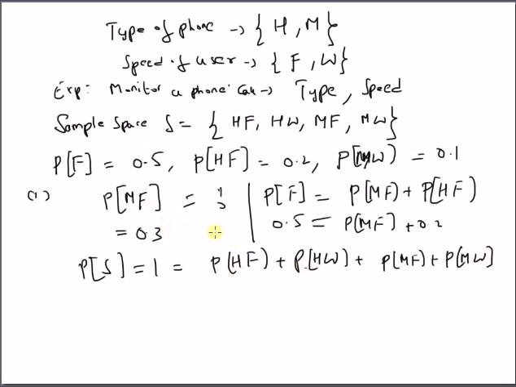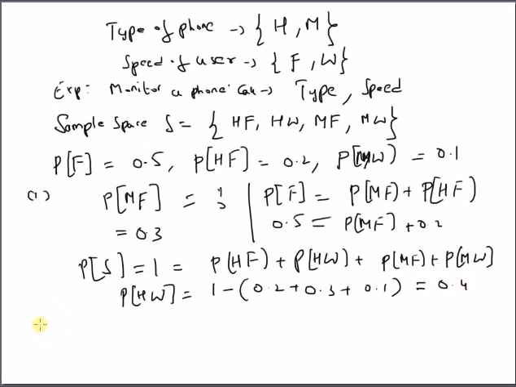So the only probability that we do not know is the probability of HW. So probability of HW is equal to 1 minus the sum of all the remaining probabilities, that is probability of HF is 0.2, probability of MF is 0.3, and probability of MW is 0.1, which sum to 0.6. 1 minus 0.6 is equal to 0.4. So probability of HW is 0.4.